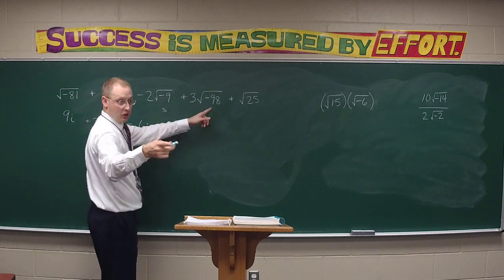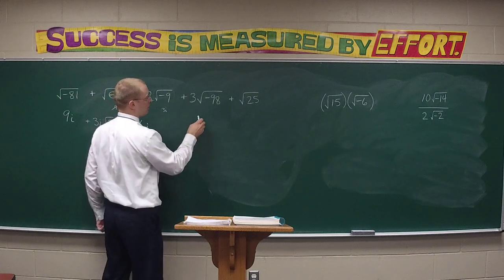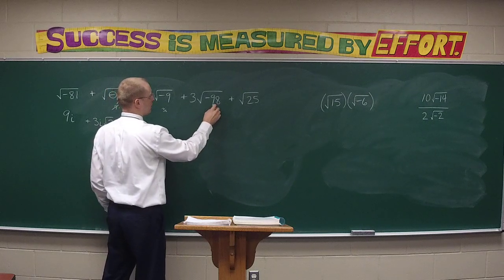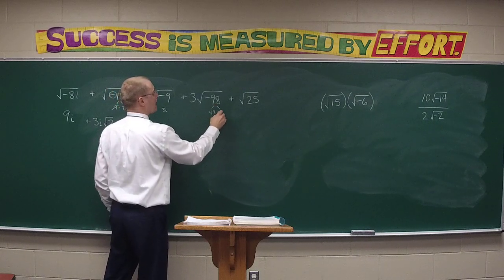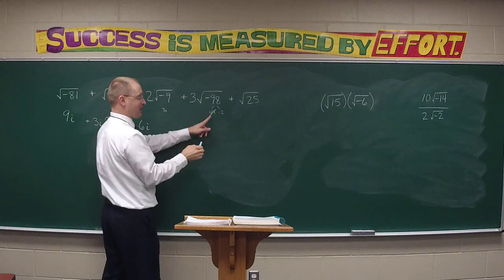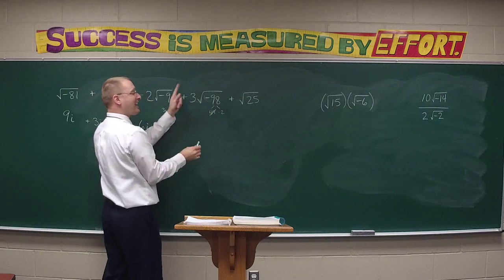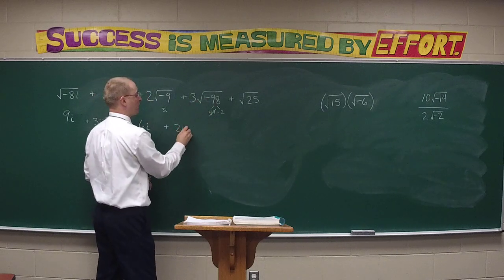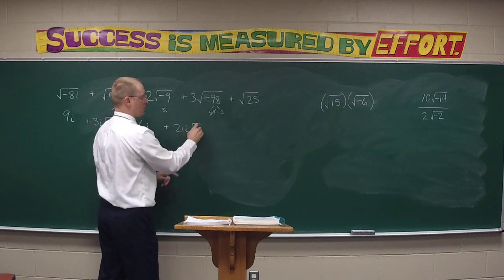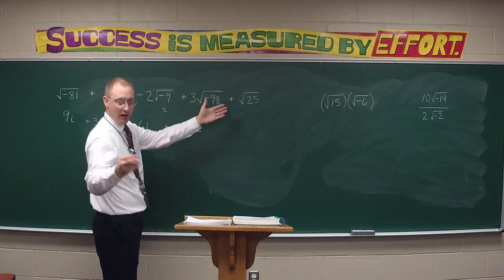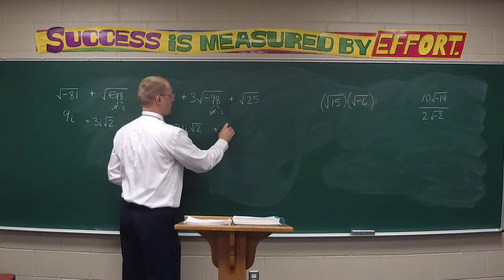-6i. Then for the next term here, Maddie. 49 times 2. Good. Initially 49 times 2. This becomes a 7. This becomes an I. And she's got a 3. Put it all together to get 21i times the square root of this 2. And, of course, the square root of 25, Genesis, 5.